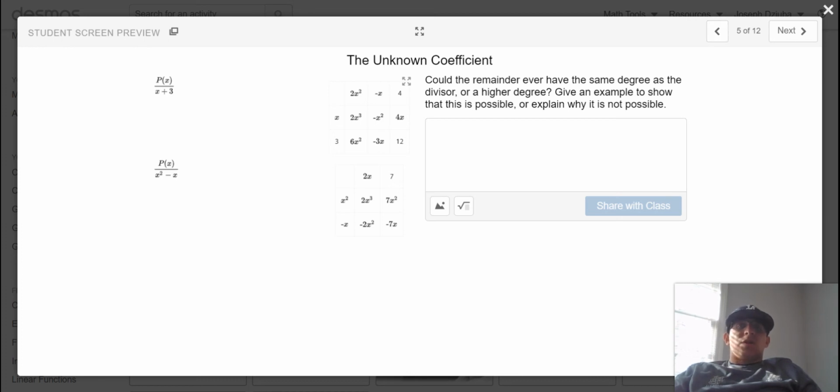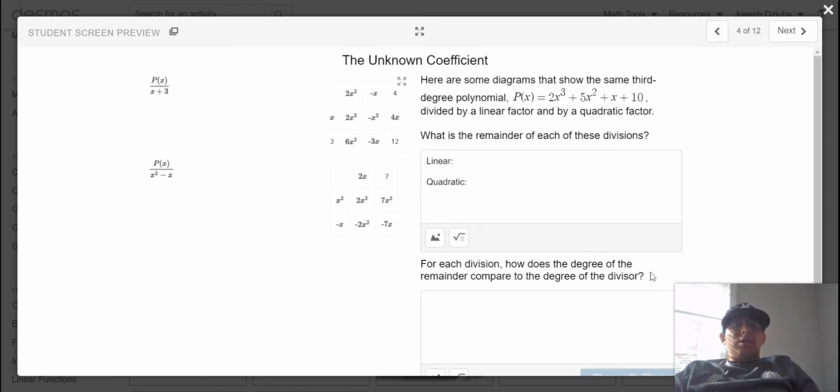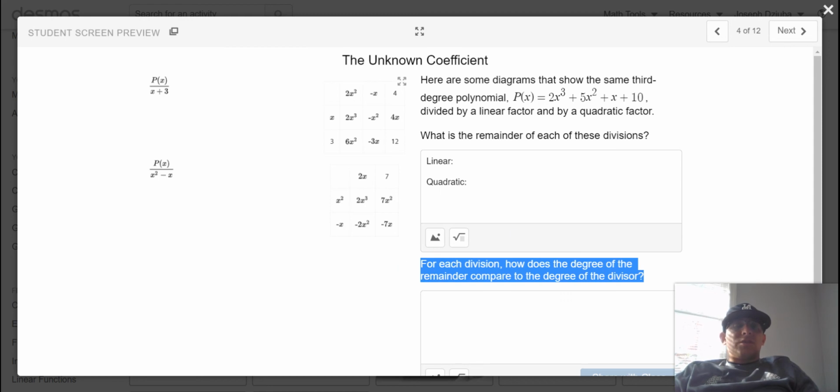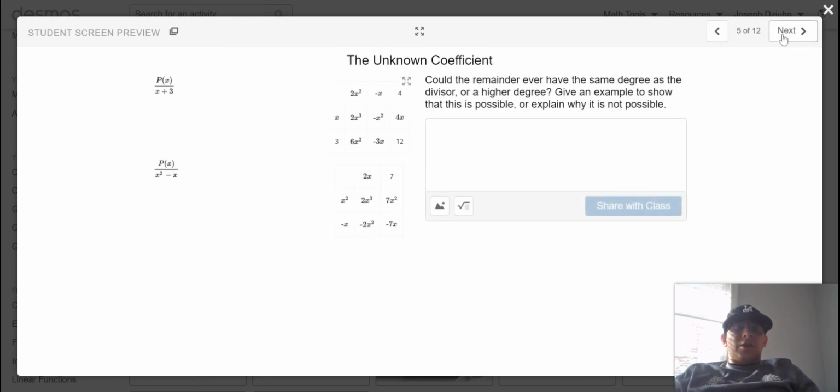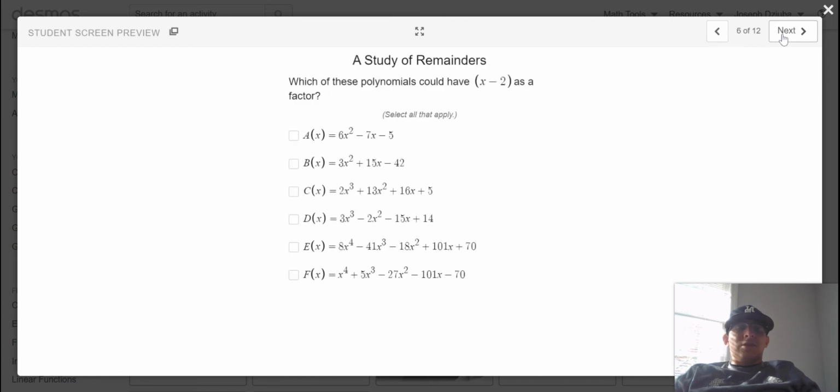Because next week we'll be talking about rational numbers, and how do you wind up having a rational function? Well, you need a remainder. You do polynomial division. So can the remainder ever have the same degree as the divisor or a higher degree? Give an example to show that this is possible, or explain why it's not possible. This response will connect to your response for the second question on slide 4. Think about it in terms of just numerical long division. Is it possible for the remainder to be a larger value than the number you're dividing by? Maybe, maybe not.